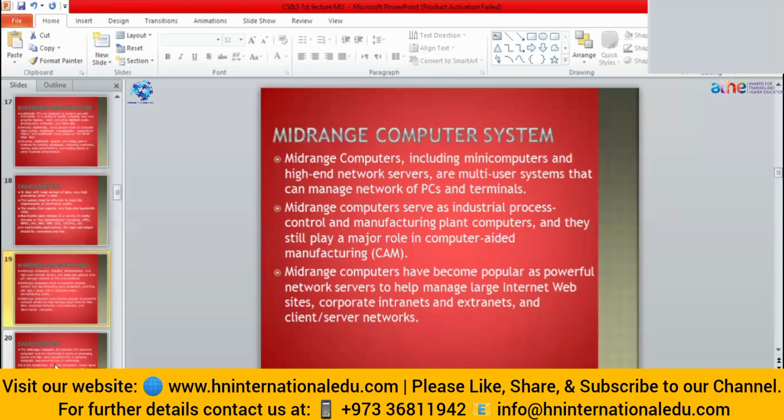Mid-range computer system. Mid-range computers including minicomputers and high-end network servers are multi-user systems that can manage network PCs and terminals. As the name indicates, they are in between the supercomputers and mainframes and the microcomputers. Mid-range computers serve as industrial process control and manufacturing plant computers, and they still play a major role in computer aided manufacturing, where we have to assemble different components. For that purpose, we can use mid-range computers.